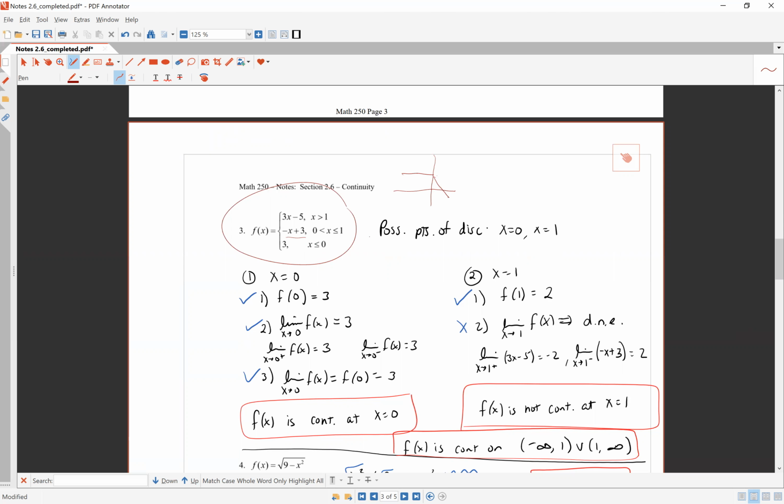Not my beautiful graph there. Okay, but then when you get to x equal to 1, f of minus x plus 3 at x equal to 1 is 2, but the other function, 3x minus 5 at x equal to 1, is negative 2. So there's actually a jump somewhere.